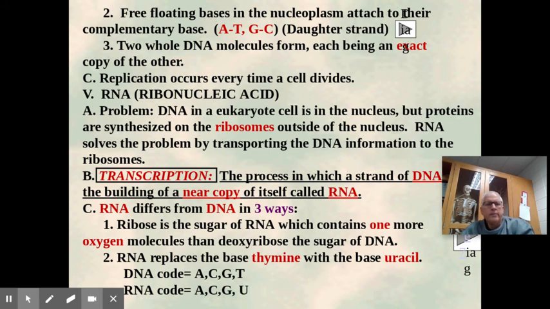DNA has three bases that are the same as RNA. A, C, G are the same, but uracil is put where thymine is in DNA. So that's a swap. The base thymine is replaced by uracil in RNA. It still bonds with A. A-T and A-U do the same thing, but it's a little different that way.